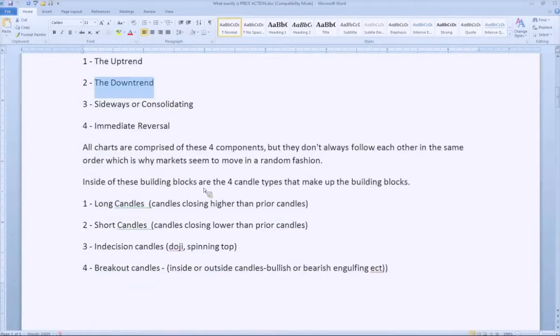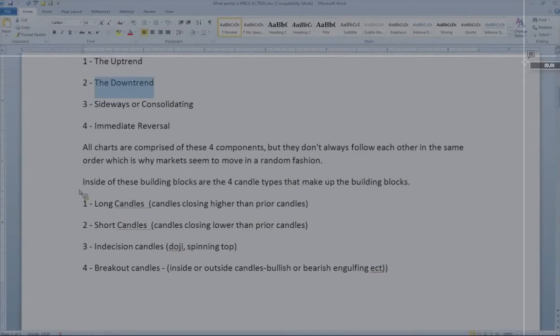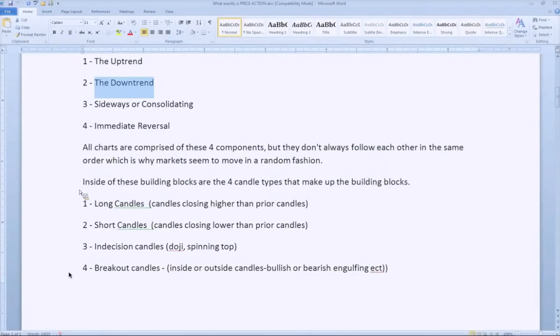Now, inside of these building blocks are four candle types that make up the building blocks. If you think of a Lego set, the Lego is a little rectangular piece of plastic, but it's got 6 nubs on the top, or 8 nubs, depending on what type of set you have. And the DNA, as I like to call it, of price action is in those nubs on that Lego block.